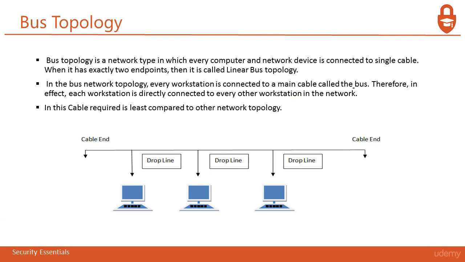In the bus network topology, every workstation is connected to a main cable called the bus. Therefore, in fact, each workstation is directly connected to every other workstation in the network. Each topology has its own set of pros and cons. In the case of the bus topology, if A wants to communicate with C, A has to transfer the data to B, and then B will transfer the data to C. In a bus topology, all devices will communicate in this way.